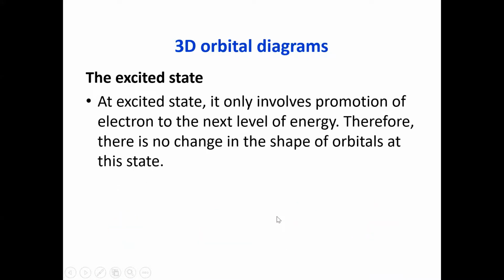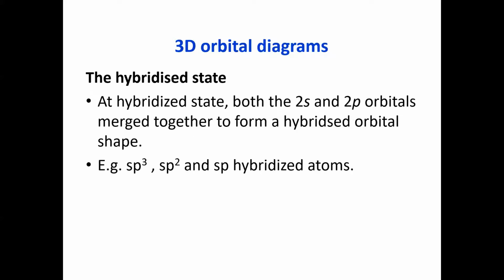For the excited state, it involves the promotion of electrons to the next level of energy. Therefore, there is no change in the shape of orbitals in this state. For the hybridized state, it means that both the 2s and 2p orbitals merge together to form a hybridized or new orbital shape. For example, the sp3, sp2, sp hybridized atoms.